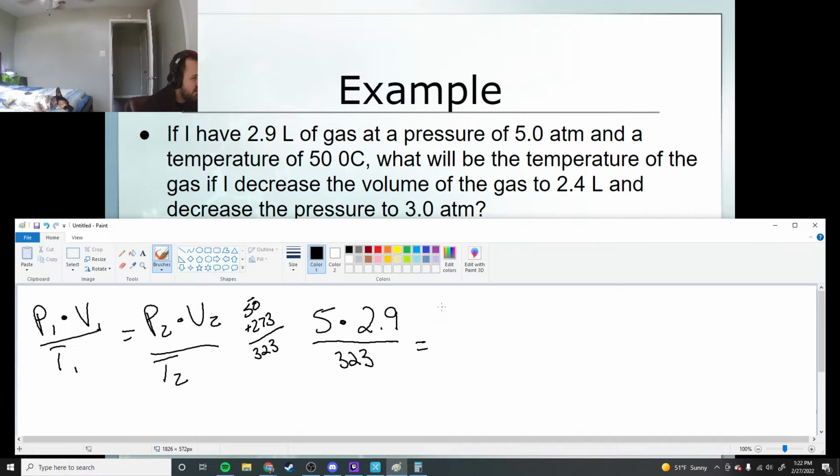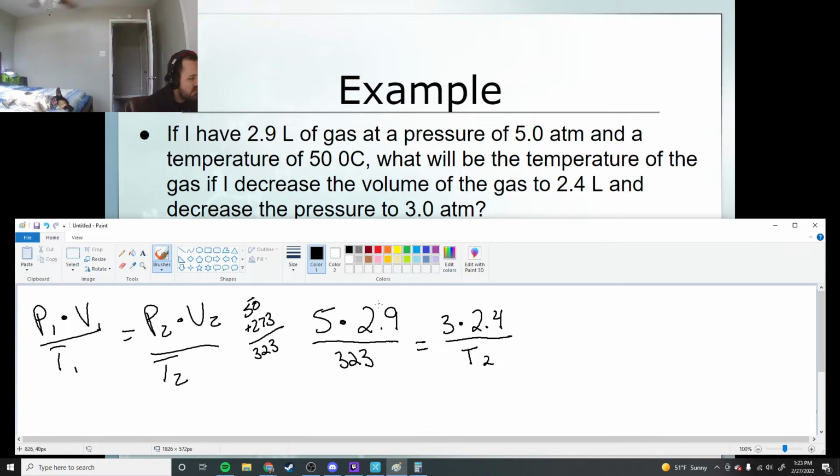And then we can start plugging in our other side of the equation. Okay, we know our new pressure got lowered down to 3 atmospheres. And our volume got lowered down to 2.4 liters. Okay, we also know that the temperature is what we're looking for, so it's going to stay as our variable, T2.